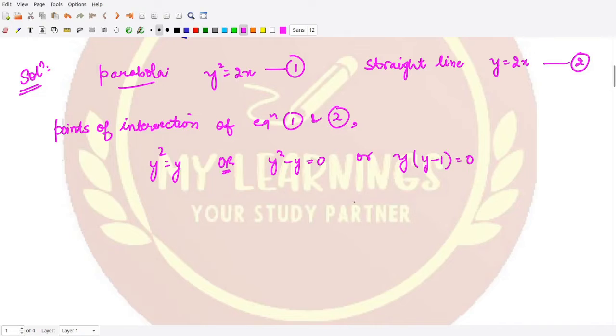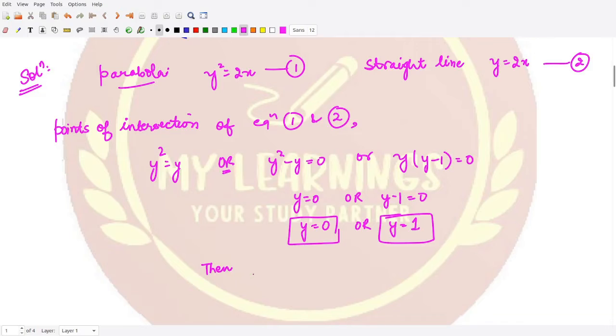Now the multiplication of two things is equal to 0. That means either the first thing is 0 or the second thing is equal to 0. So that means either you have y is equal to 0 or you have y is equal to 1. So you obtain these 2 values, y is equal to 0 and y is equal to 1. If you have y is equal to 0, then what is the value of x? Then you have y is equal to 2x. You can substitute y is equal to 0 here, so that you have x also equal to 0.